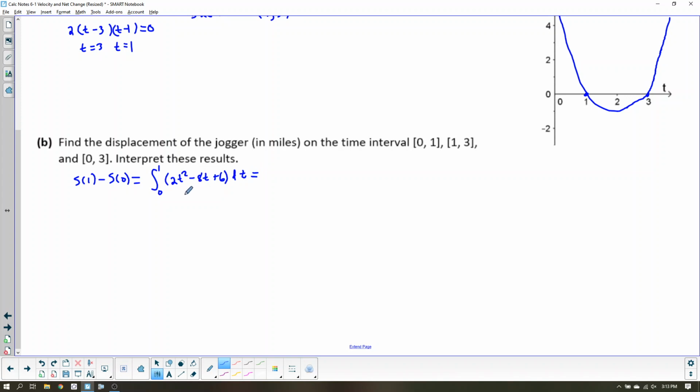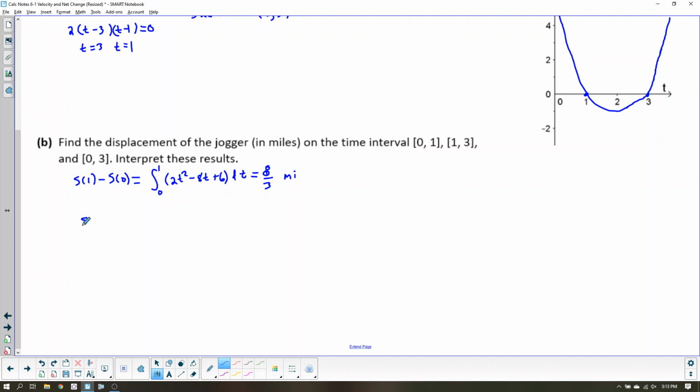Alright, you can easily do that integral. We're going to skip and go right to the answer for that, so I think that comes out to 8/3. Right, and units on this one, I guess, are miles. So that was the displacement over the interval here. Notice that that displacement is also the distance traveled since velocity is positive on that entire interval.